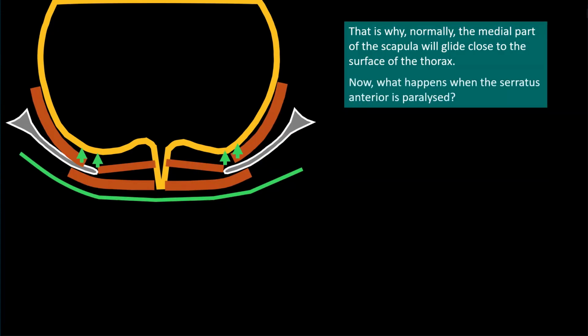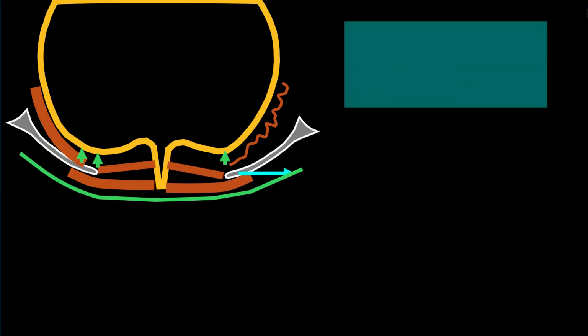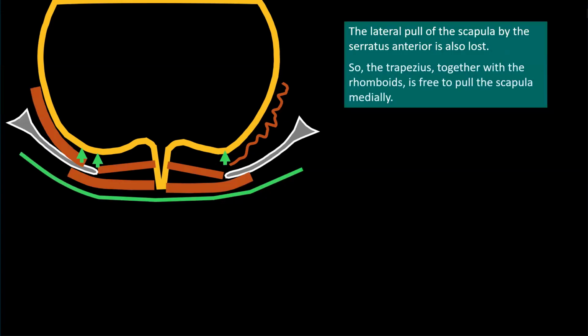Now, what happens when the serratus anterior is paralyzed? The pull of the medial border of the scapula toward the thoracic wall by the serratus anterior is lost. So the scapula will shift away from the thoracic wall. The lateral pull of the scapula by the serratus anterior is also lost. So the trapezius together with the rhomboids is free to pull the scapula medially.